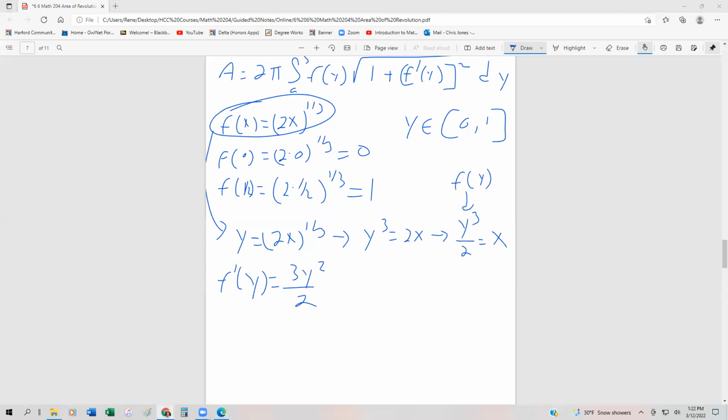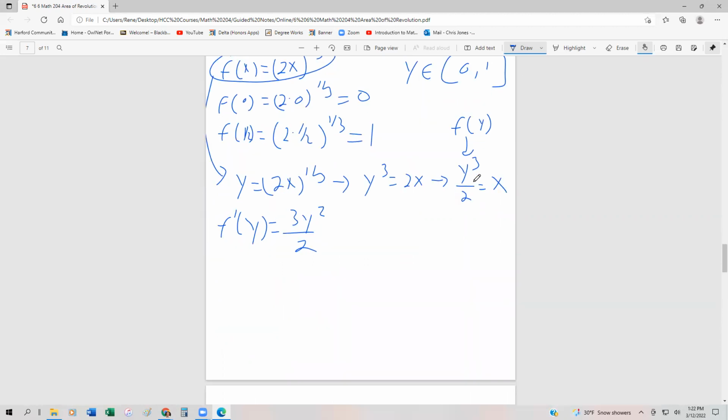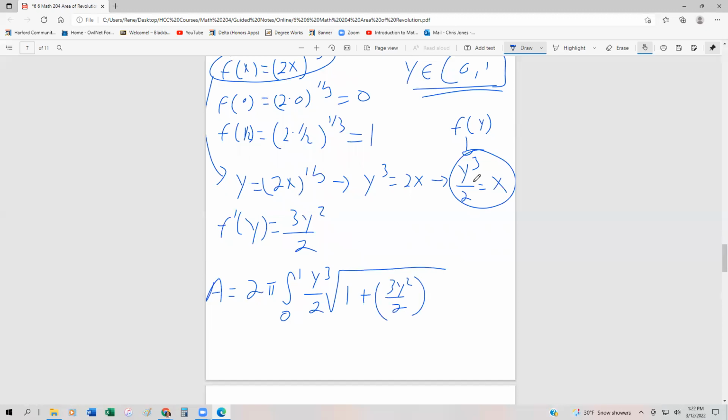At this point, guys, we're just going to plug everything back into our formula. Remember, this is in terms of y. So our surface area is going to be equal to 2 pi integral from 0 to 1. Remember, we changed the bounds. Our function of y is y cubed over 2, times the square root of 1 plus 3y squared over 2 quantity squared, dy.